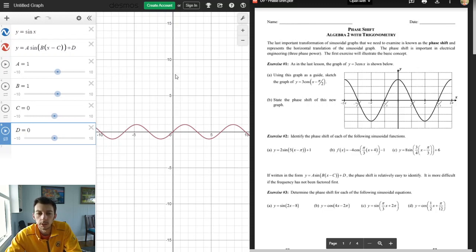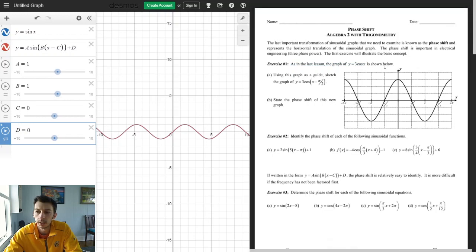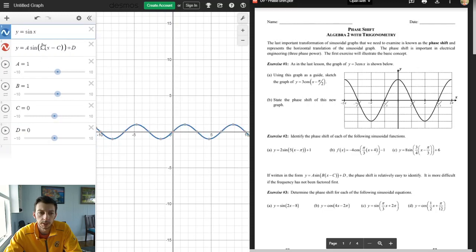I'm going to do my best to talk you through a little bit of this lesson on phase shifts. So, as this says, and as seen in the last lesson, the graph of y equals 3x is shown below. So I'm going to go ahead and adjust my graph here. I've started with a basic graph with all of my shifts at the default values. So the A being 1, the B being 1, no horizontal shift, and no vertical shift.